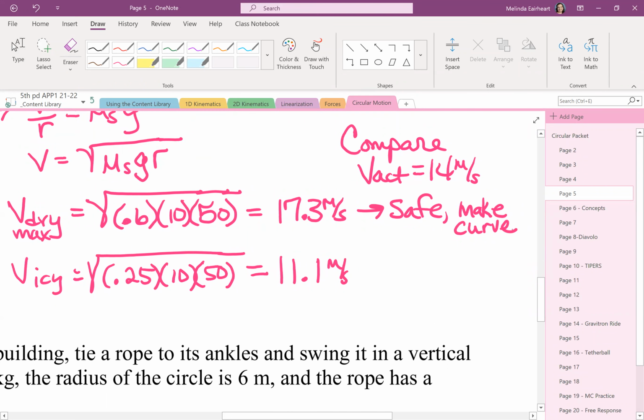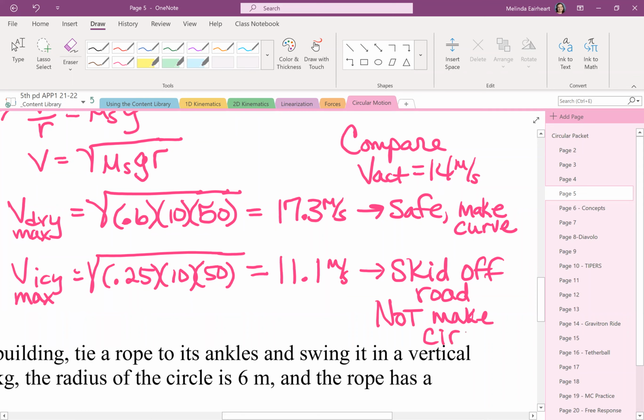But now there's ice on the road. Your maximum speed that you can go and still have grip with the road and be safe is 11, but you're going 14. What's going to be the result? Hi, Mom, Dad, can you call AAA to come get me? You are going to skid off the road. Now, hopefully you're still safe, okay? But you're going to skid off the road. You will not make the circle.